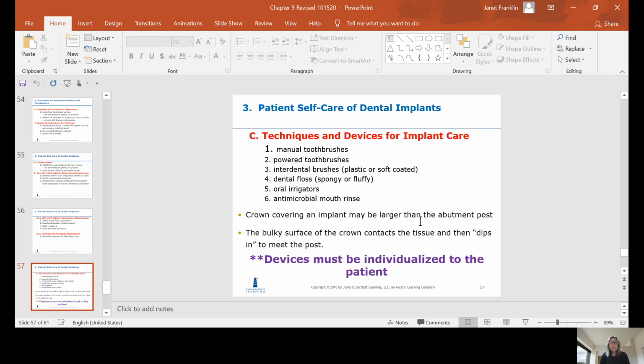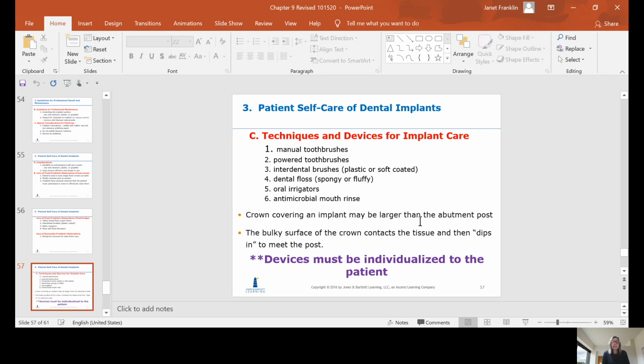Techniques and devices for implant care. You can have manual toothbrushes, power toothbrushes, interdental brushes, dental floss. If you use dental floss, you want to make it a thicker dental floss because a thicker fuzzy dental floss will cover more surface area. If you use a glide dental floss that's thin and super waxy, it's harder for them to adapt it to the side of the implant.